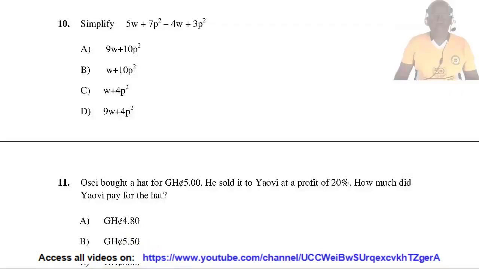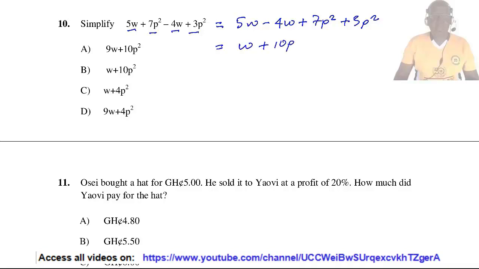Question 10. Simplify 5w plus 7p squared minus 4w plus 3p squared. We shall group like terms. That's 5w minus 4w plus 7p squared plus 3p squared. 5 minus 4 is 1, so w over here. 7 plus 3 is 10, so 10p squared. So the answer is B.